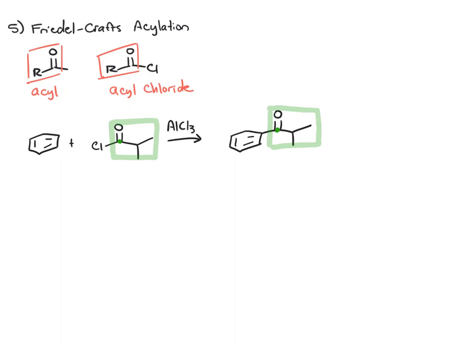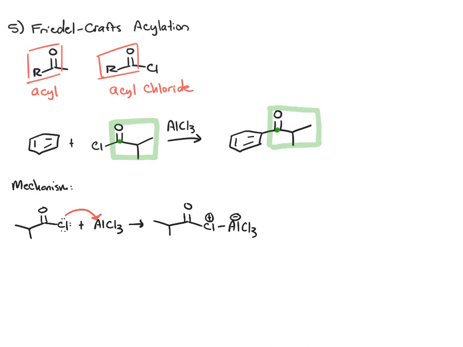So let's go through the mechanism. It's very similar to the Friedel-Crafts alkylation in terms of the electrophile generation. So I'm going to use my acyl chloride, AlCl3. The lone pairs on that chlorine will bond to the aluminum. And we get the bond there. A minus on the aluminum, a positive on the chlorine. And just like we did before, we're going to lose this chlorine to form a carbocation. But it's a little different than the carbocation we had before. In fact, on first glance, it may not even look that good.